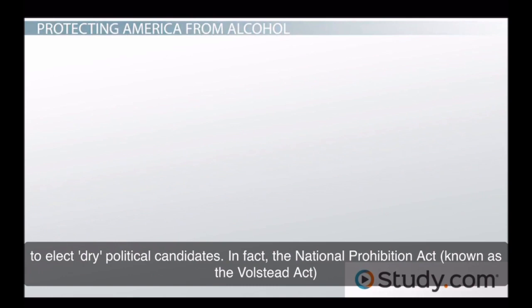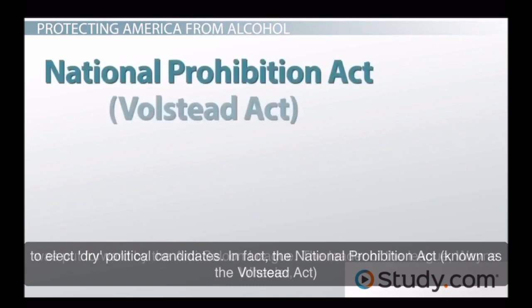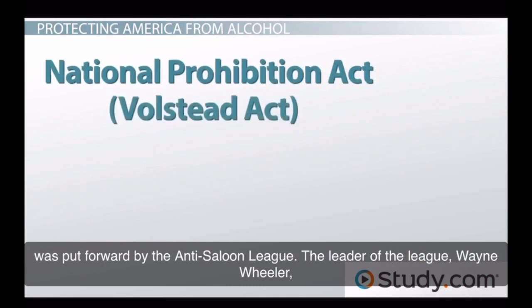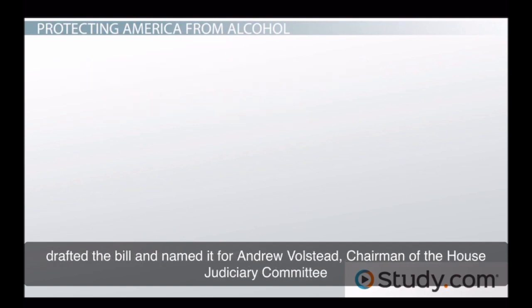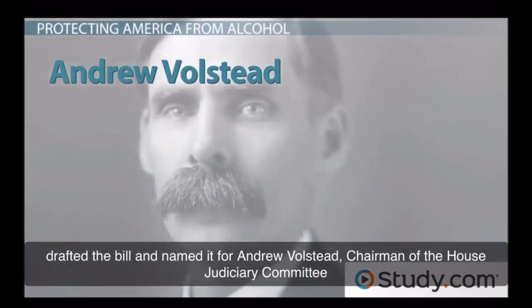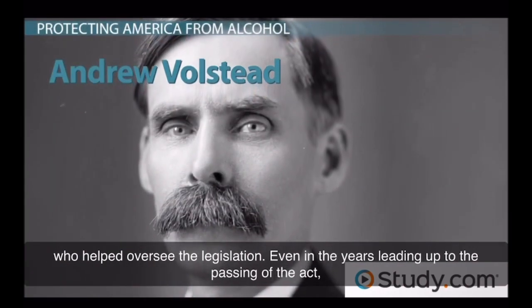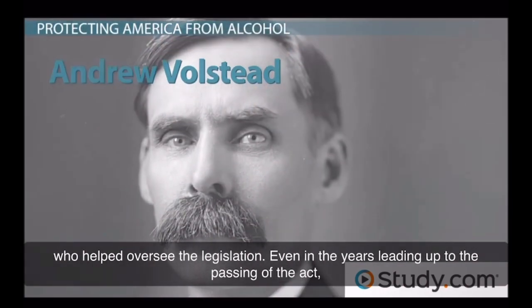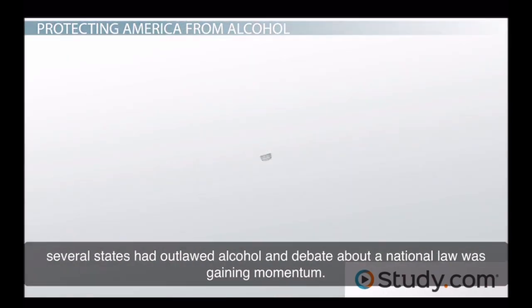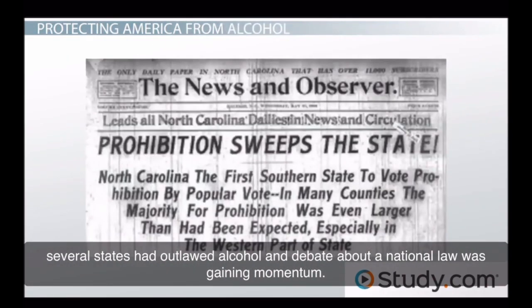In fact, the National Prohibition Act, known as the Volstead Act, was put forward by the Anti-Saloon League. The leader of the league, Wayne Wheeler, drafted the bill and named it for Andrew Volstead, chairman of the House Judiciary Committee who helped oversee the legislation. Even in the years leading up to the passing of the act, several states had outlawed alcohol, and debate about a national law was gaining momentum.